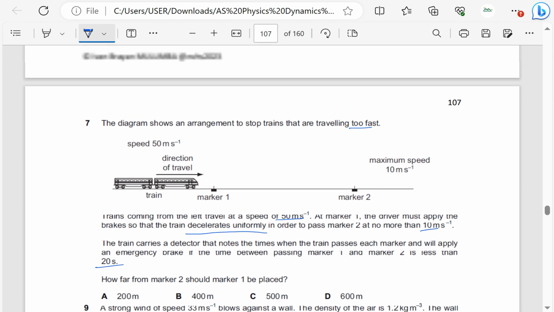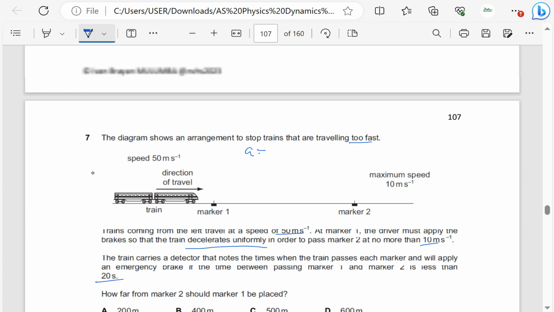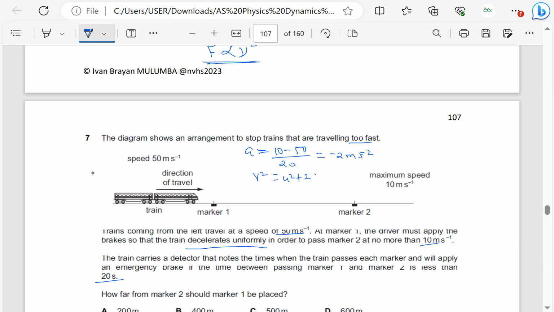So that is very easy. We just need to find the acceleration. The deceleration is going to be final velocity, 10, minus initial, 50, divided by 20. I think this is minus 2 meters per second squared. Then using v squared equals u squared plus 2as, 10 squared should be equal to 50 squared minus 2 times 2, because of the negative 2, then times the distance which we want, which I'm calling s.